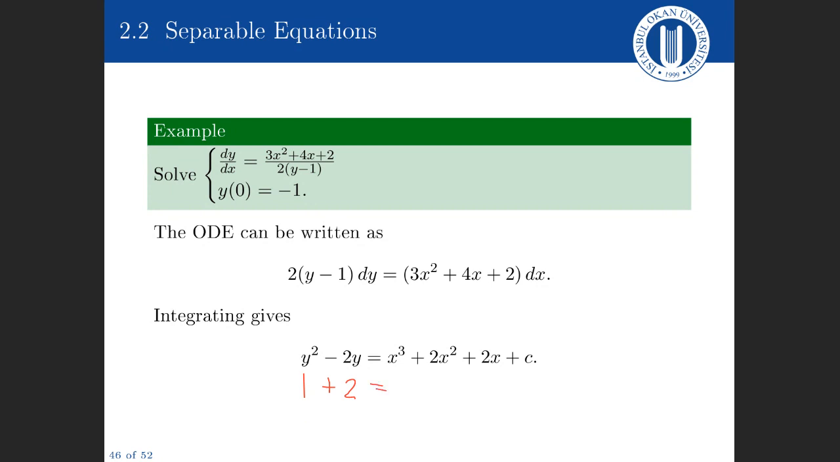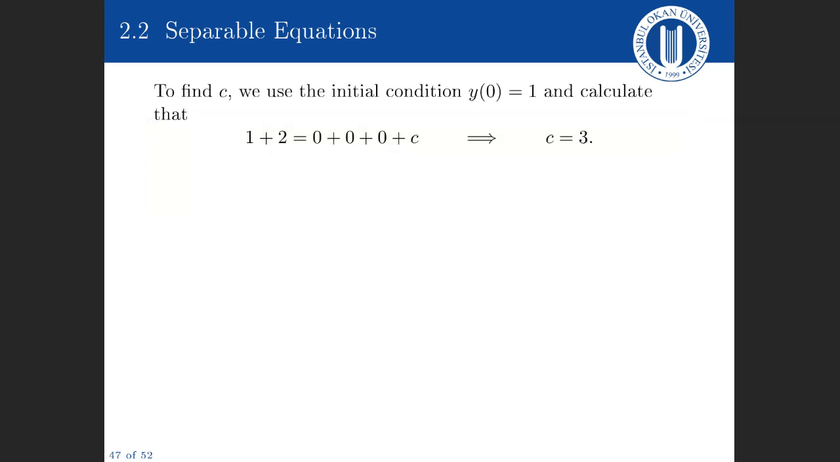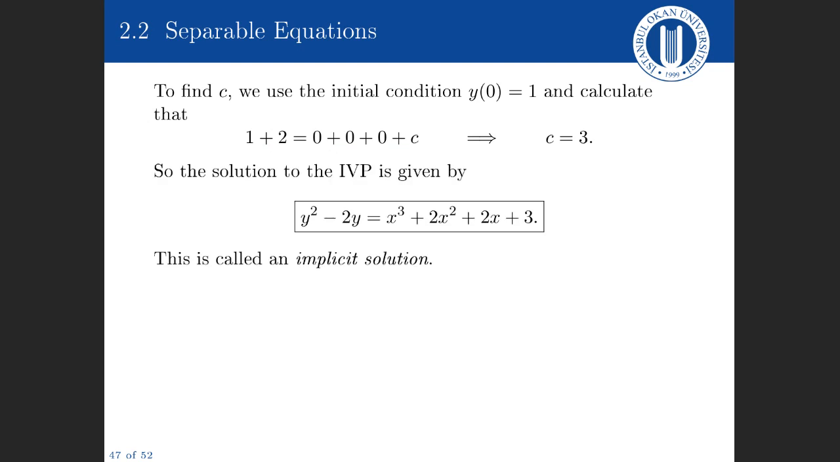Replace every x by 0. We have 0 plus 0 plus 0 plus c. And then we see that c must be equal to 3. So we have the solution to the initial value problem. y squared minus 2y is equal to x cubed plus 2x squared plus 2x plus 3.